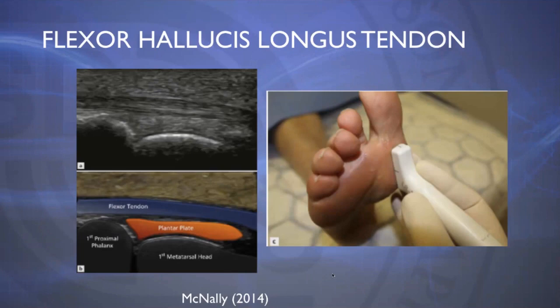And this is showing the flexor hallucis longus tendon in relationship to the first metatarsal phalangeal joint. So this is showing you it right here and how we would obtain that image by placing the probe right along that first toe.